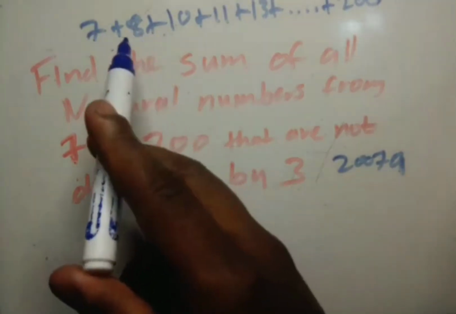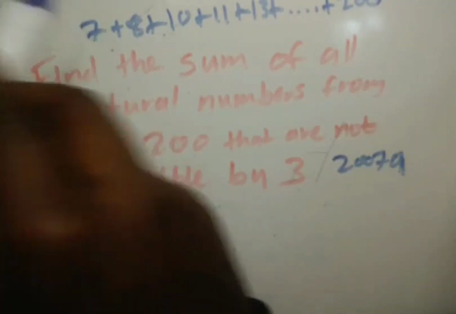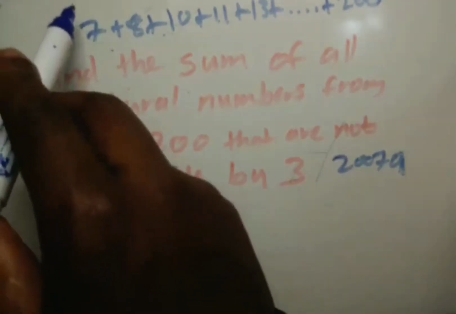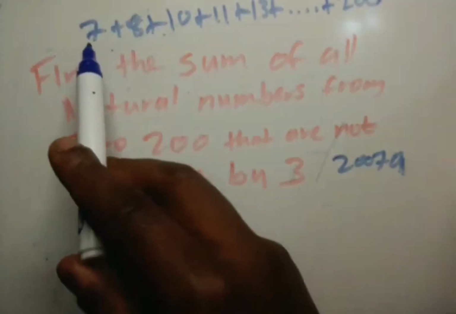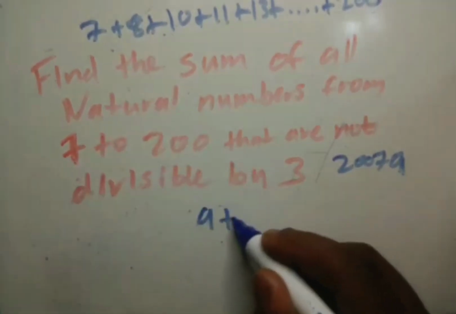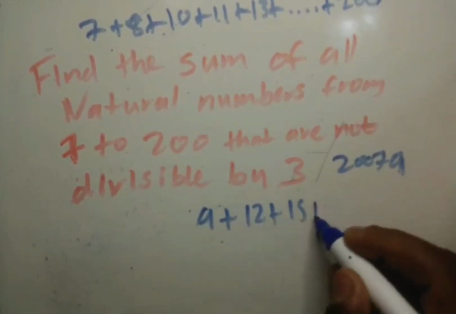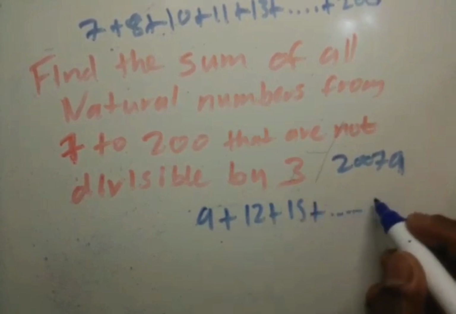So I'm not supposed to start from 3. Can't start from 3 because this starts from 7. So 3 is before that, so I cannot start from there. I have to start from what was removed. So the next multiple of 3 that was removed is 9, right? So I will say 9 plus 12 plus 15. So these are still multiples of 3, right? Plus dot dot dot plus.